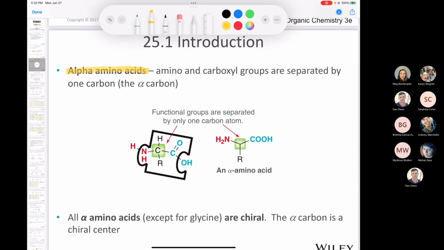You've seen the Greek letters alpha and beta and gamma and delta show up many times in this class. So when we talk about alpha amino acids, if you think about an aldehyde, you start at a carbonyl like this. You have 1, 2, 3, 4 carbons, right? This would be the alpha carbon. This would be the beta. This would be the gamma, so on and so forth.